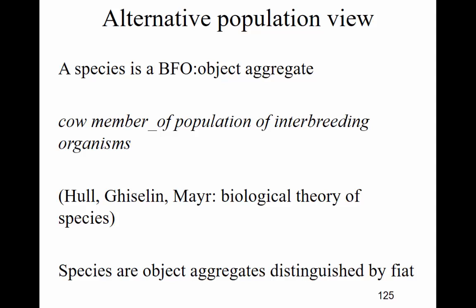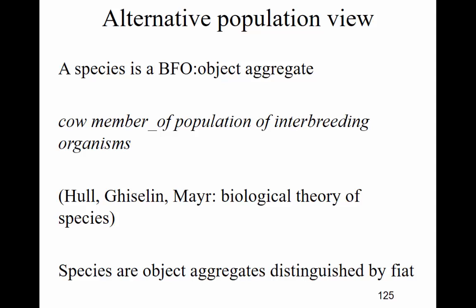In BFO terms, a species is an object aggregate. And this view that species are individuals rather than universals, with parts, members, rather than instances, has been propounded particularly by David Hull. Anyway, Ghiselin, and then Ernst Mayr. And it's sometimes called the population theory of species, it's sometimes called the biological theory of species.